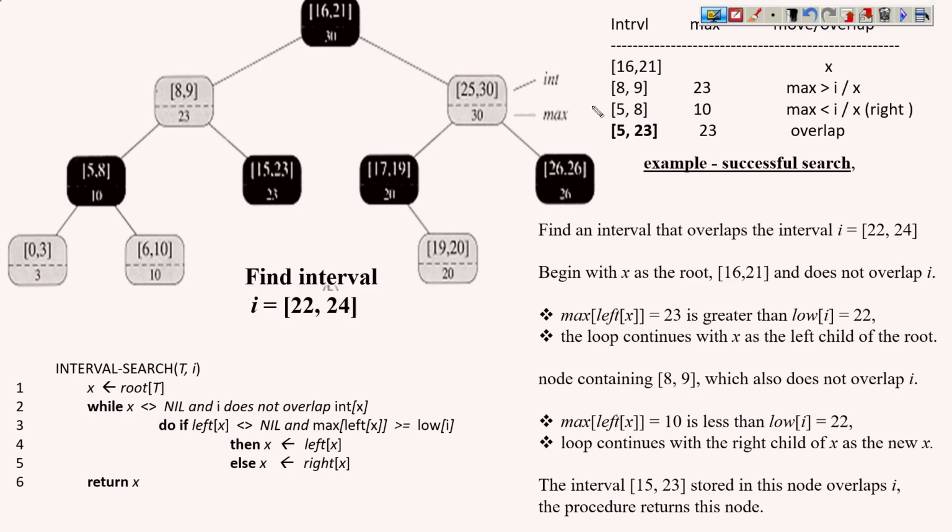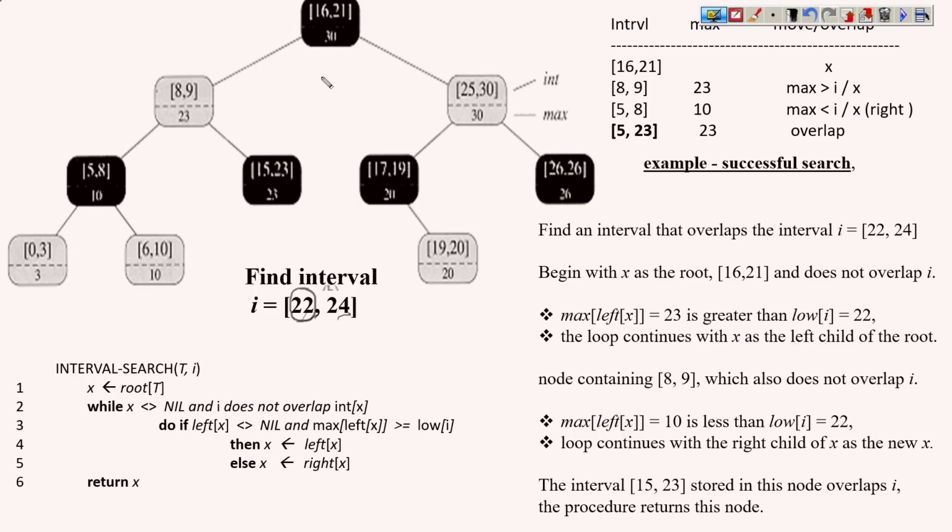Now understand this with an example. Here we want to search for the interval 22, 24. So the lower limit is 22, so we have to focus on this 22 value. Now this is our root node. First we check whether it is overlapping or not. We can find that this interval does not overlap this interval, because the maximum value of this is actually less than the lower value of this. That means this is definitely not overlapping.